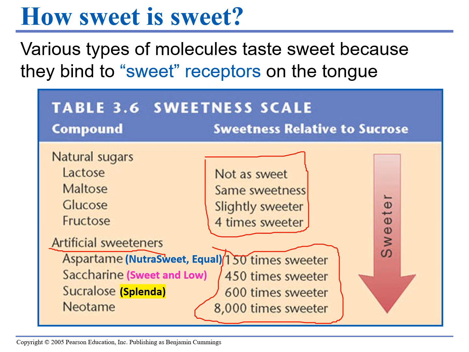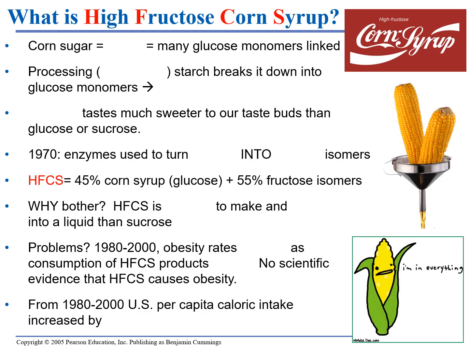So this is just an interesting slide to look at. Next. So what is high fructose corn syrup? Corn sugar, which is equal to starch, is many monomers linked together. Processing hydrolyzed starch broke it down into glucose monomers, which is corn syrup.